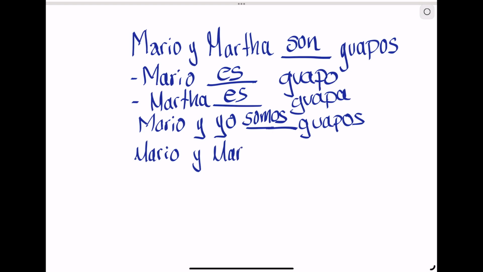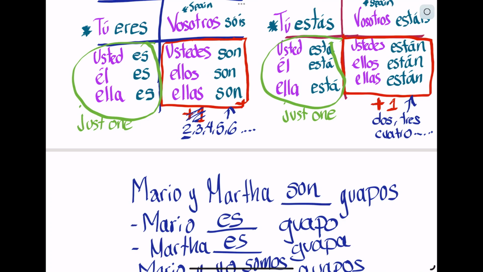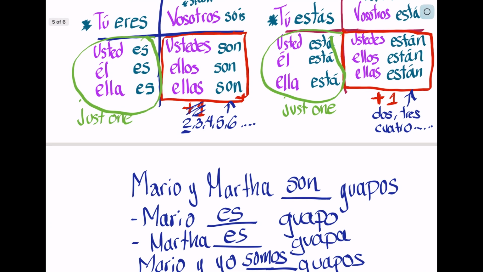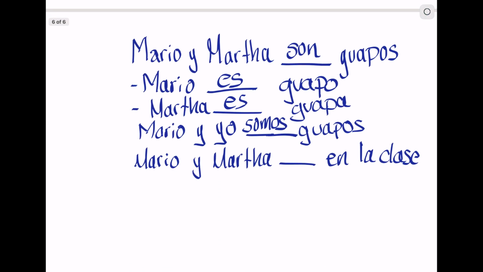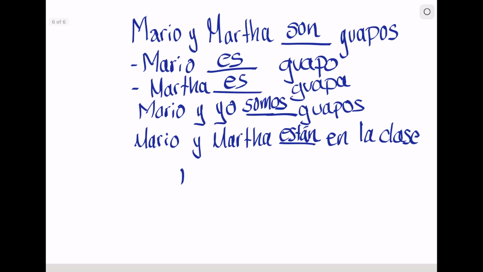Okay, so let's do a couple more. Mario y Martha en la clase. I already know because it's in the class, it's location. So it will be estar, and it's multiple people, so it's the red one. So son or stan? Stan, right? Because it's a location. It's getting easier once you practice more and more. So it is very important to practice in order to get better, definitely.